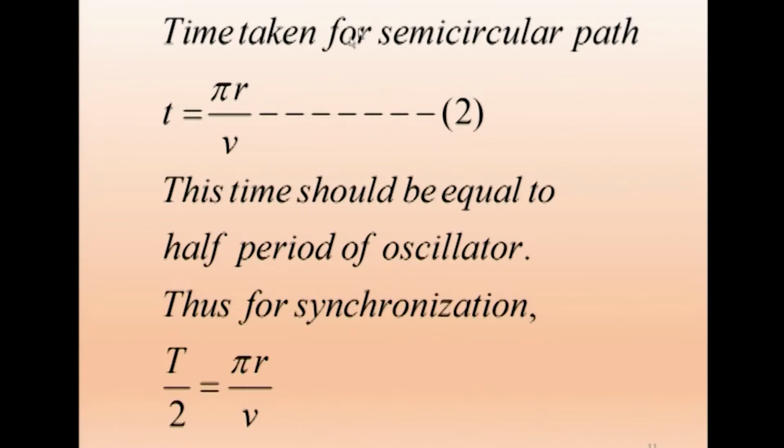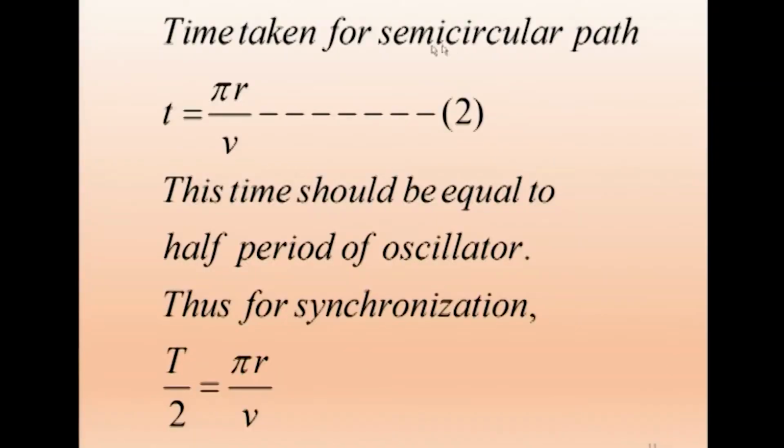The time taken for the semicircular path, so the particle goes in a semicircular path. What is the time taken? Time taken is the distance by velocity. What is the distance? For a circle, the circumference is 2 pi r. Now for a semicircular path, it is pi r. So it is pi r by v, velocity. So the time taken is pi r by v, equation 2.